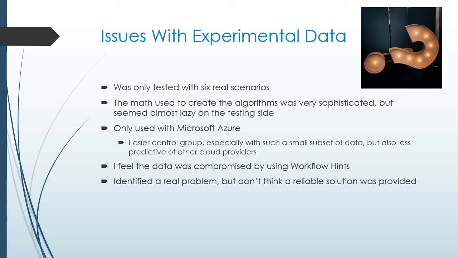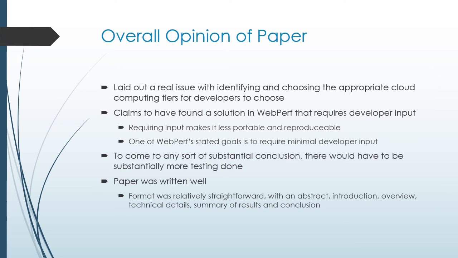So I think absolutely they identified a real issue. Finding a cost-effective way of programming to the cloud and working within the guidelines of the platform as a service providers is absolutely important. I just don't think they offered a real solution. My overall opinion: they laid out a great structure. They laid out a real issue, like I said, about choosing the appropriate cloud computing tier for developers.